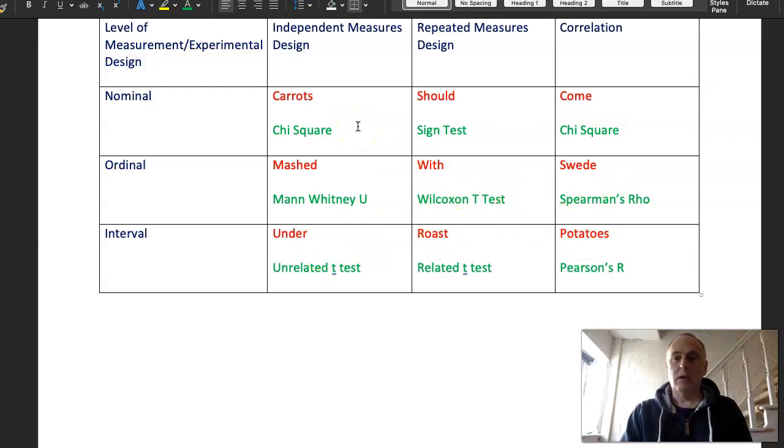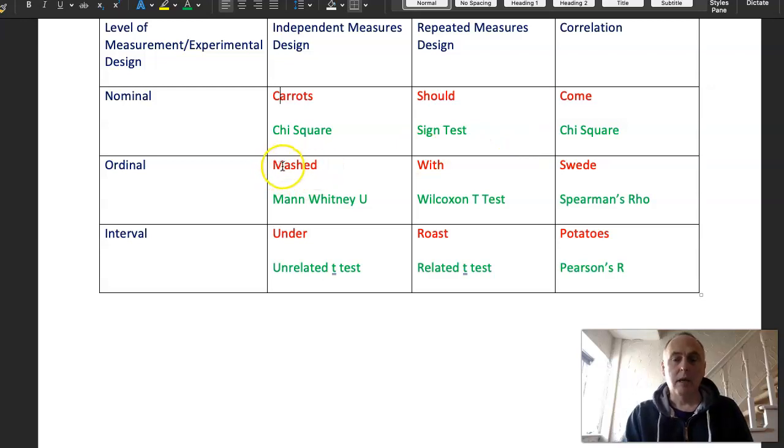So why have we said that? Well, if you look in the green writing underneath, you can see what those particular parts of the mnemonic actually equate to. Dead simple, isn't it? It's the initial letter here. Carrot starts with a C, and so does chi-square. So C for chi-square, S for sign test, C for chi-square again. We can use chi-square for correlation sometimes. We don't tend to, but it's a possibility.